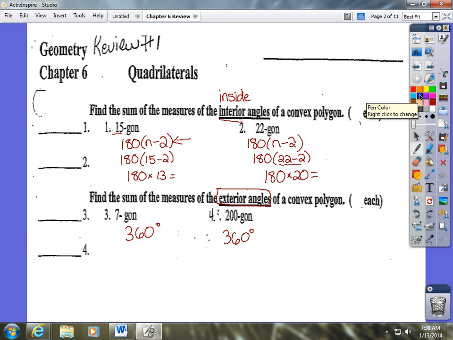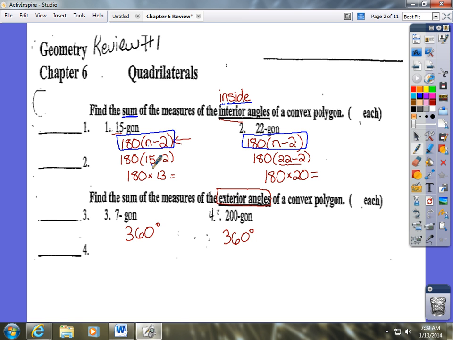Okay? So pay attention. For the first two problems, we have a formula we use to find the sum of the measures of the interior angles. Interior means inside, so we're going to find the sum of the inside angles. To do that, we use this equation right here: 180 times the number of sides minus 2. It doesn't matter how many sides you have, you still use that formula. So notice I have it over here too. I have 180 times the number of sides minus 2.